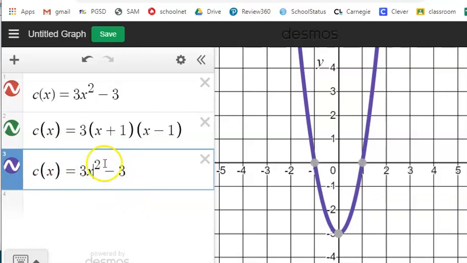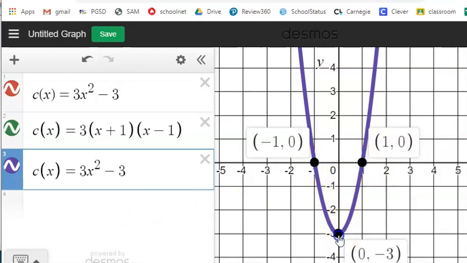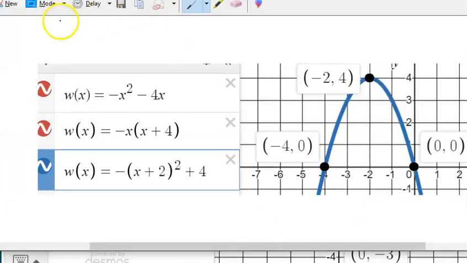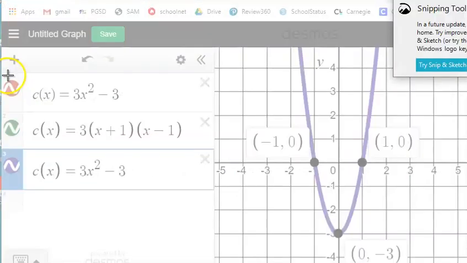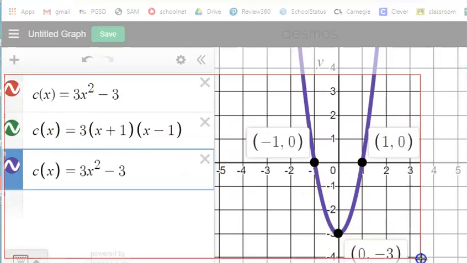So really, the function was in vertex form. The function was in both standard form and vertex form, and the reason this is vertex form and standard form is because it doesn't have the x term. There is no x term, so there is no difference between vertex form and standard form. So let's go ahead and highlight this, and I'll highlight that one too, and then I'm going to copy this, and I'm going to paste it into my document.